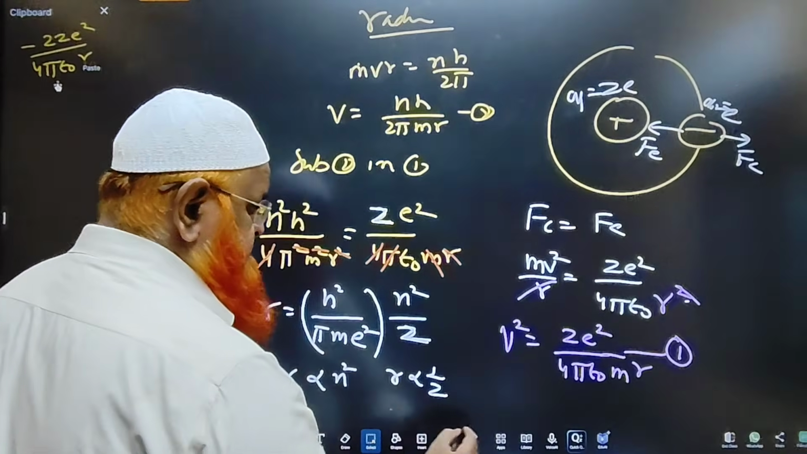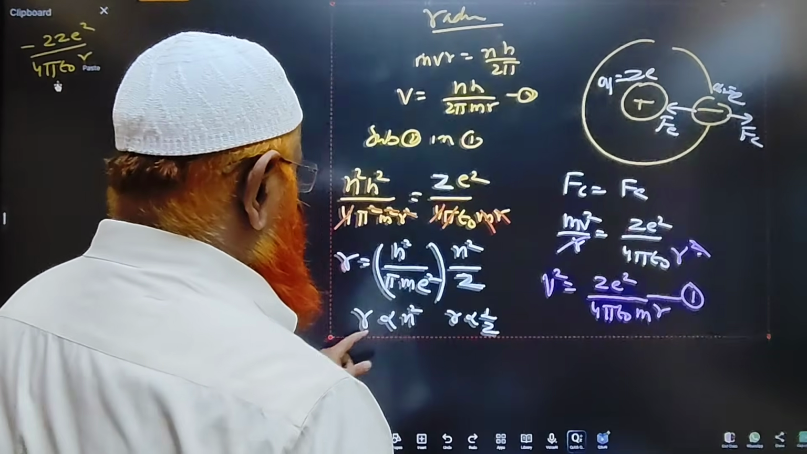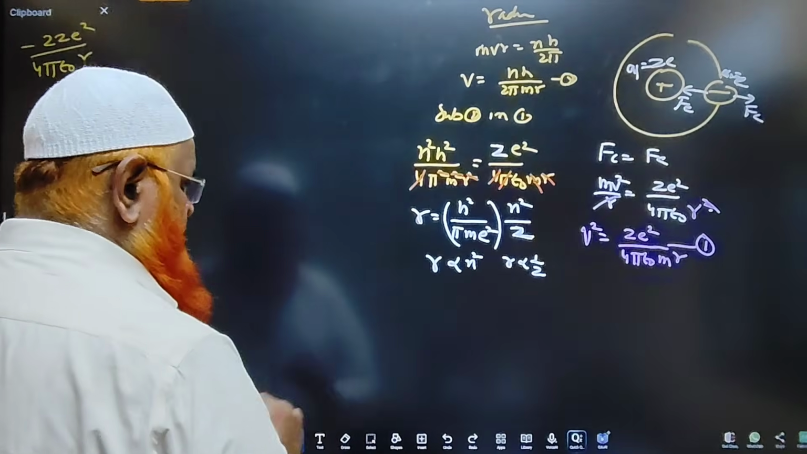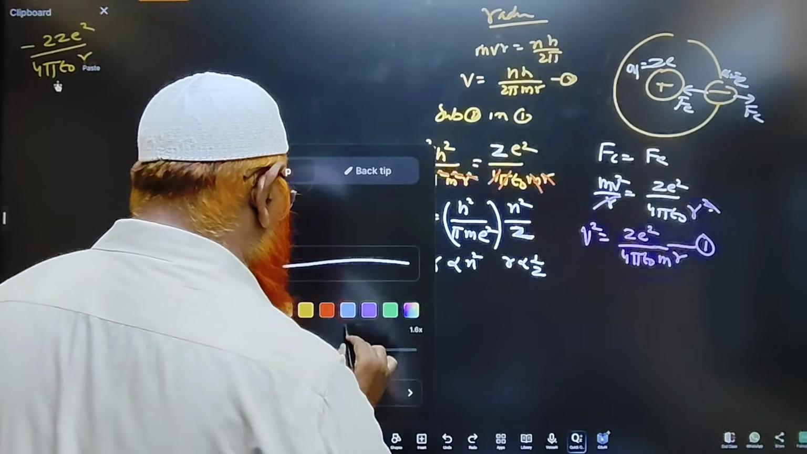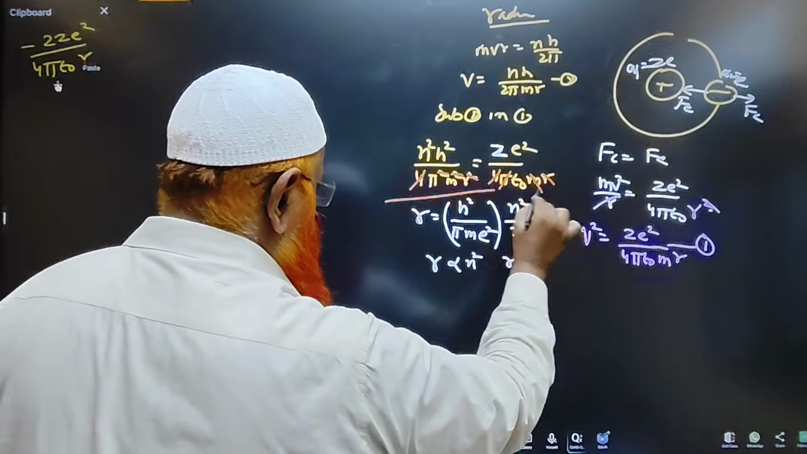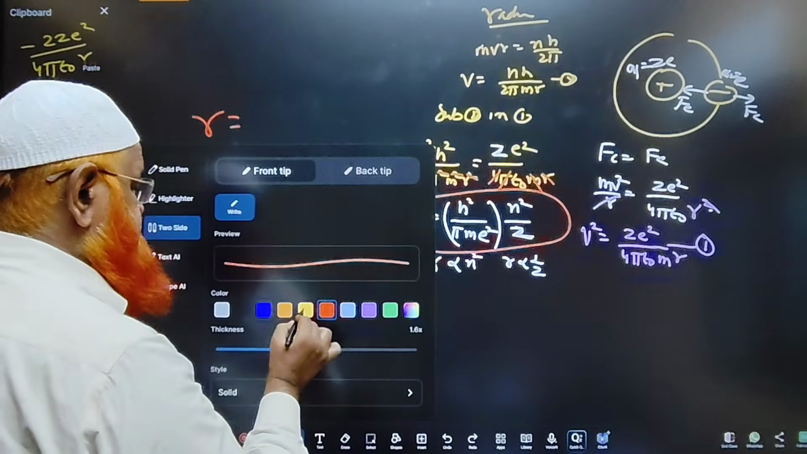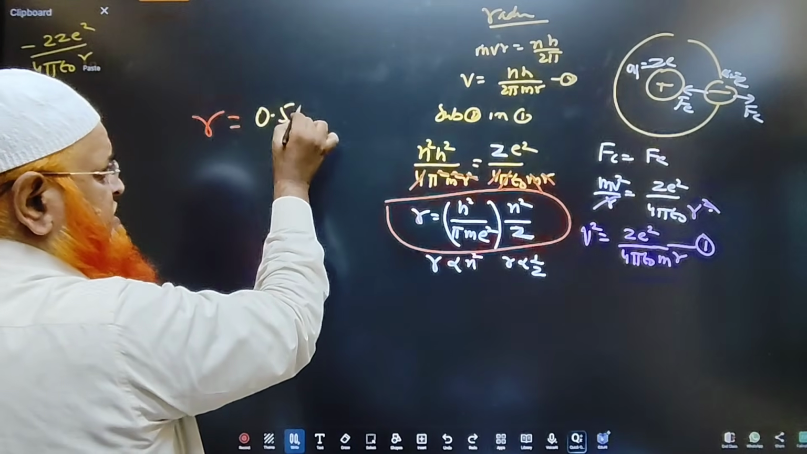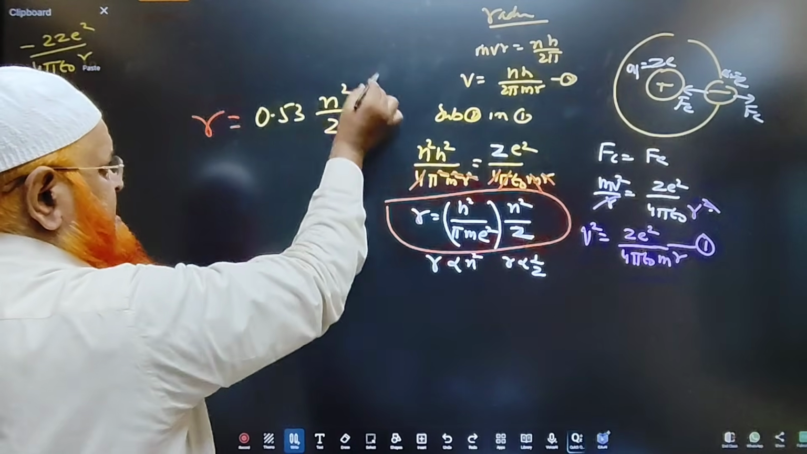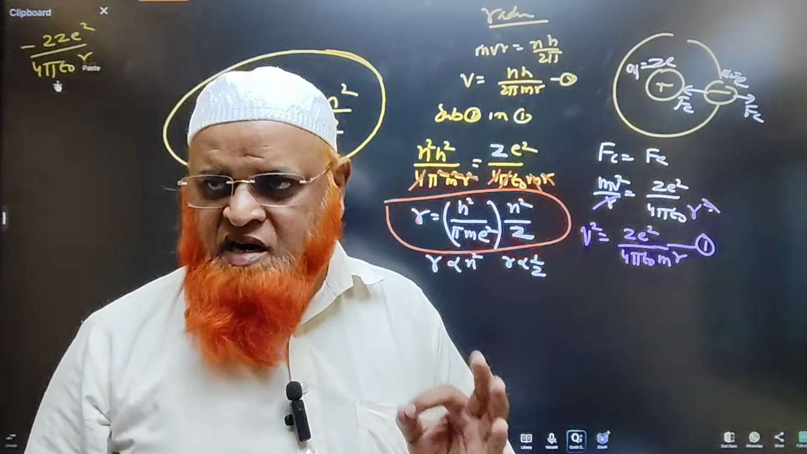So from this you'll understand one thing. So r is equal to, this is all constant, so this can be taken as 0.53 n square by Z. This is the formula for radius. Hope you are understanding. Got the radius?